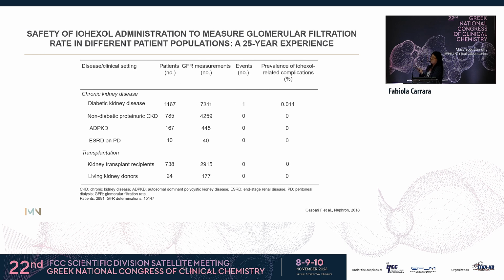In 25 years of experience and more than 50,000 GFR determinations in different conditions, so in diabetic kidney disease, end-stage renal disease, on peritoneal dialysis, and in kidney transplant recipients and living kidney donors, we observe that the prevalence of iohexol-related complications is negligible, at only 0.014%, and we observed only one event. However, this event was not serious: after administration of the marker, a diabetic patient developed itching, flushing, and urticaria. But this event resolved after injection of methylprednisolone, so without sequelae.